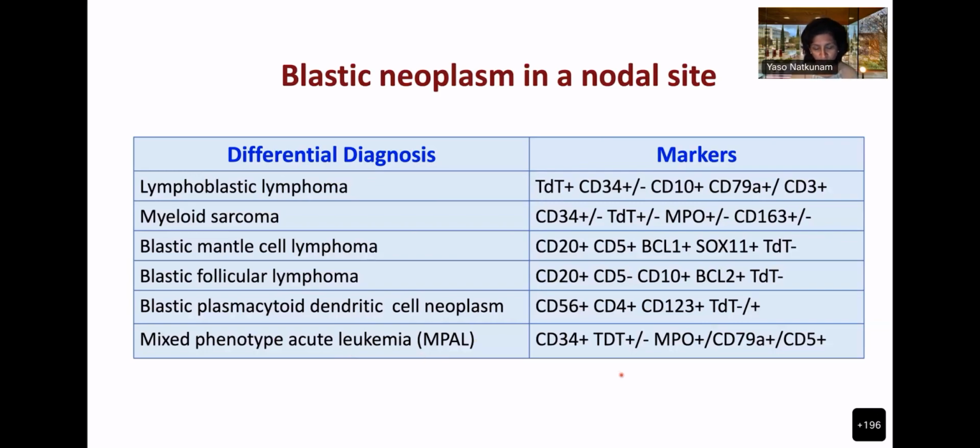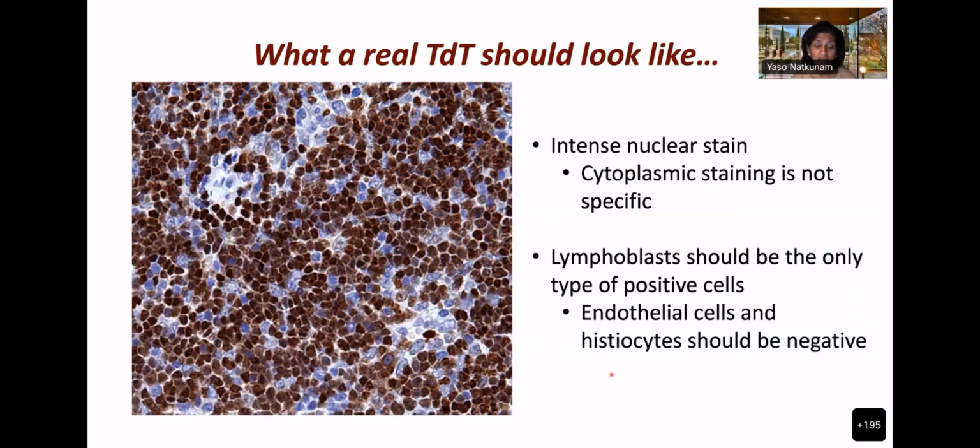Now, it's very typical for us to do flow cytometry. I know not all centers in India do it, but many centers do. And so I've sort of given you what the typical marker profile can look like in these lymphomas. And this is also a picture of what a real TDT should look like. One of the pitfalls here is that the TDT stain is not always this clean and crisp, but it really should never be cytoplasmic staining alone.